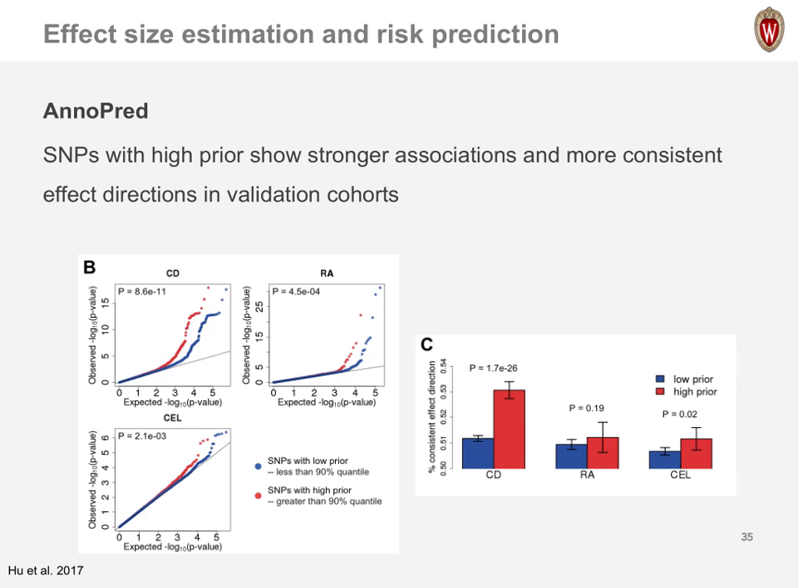So using our informative prior, if you classify SNPs into high prior and low prior and move on to a completely independent cohort to look at the SNP's effect size, you're able to see that SNPs with high prior turn out to be more significant in an independent cohort, and the effect directions are also more consistent between the first and second cohort. So not just the absolute value of effect size is bigger, but also the effect direction is more consistent. So that's a demonstration that this kind of informative prior is indeed informative.